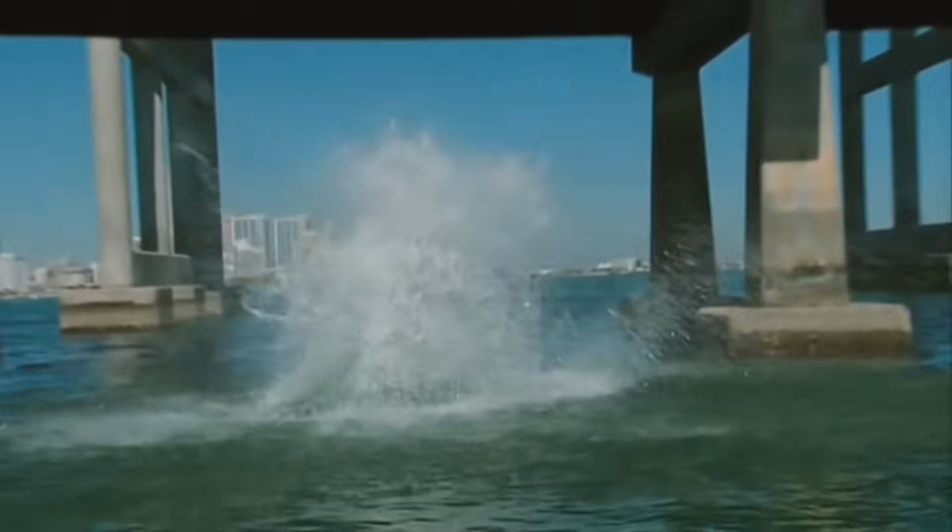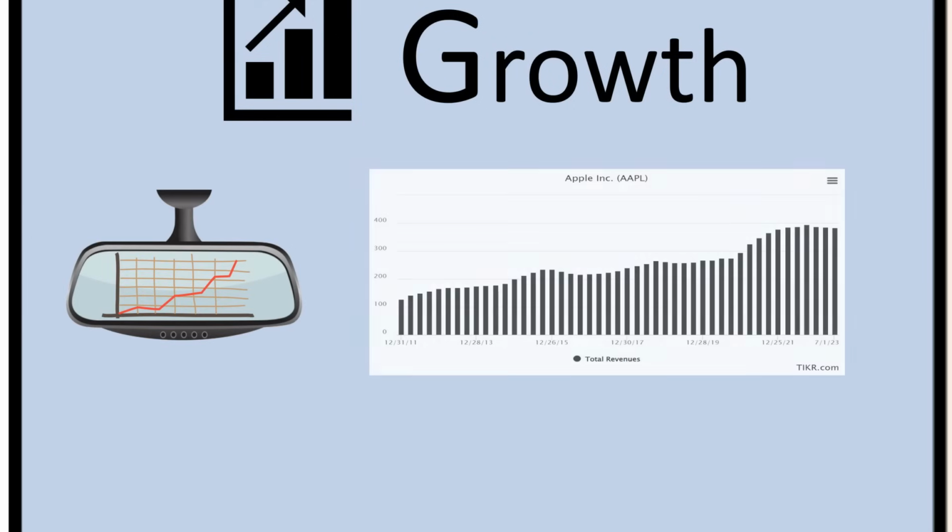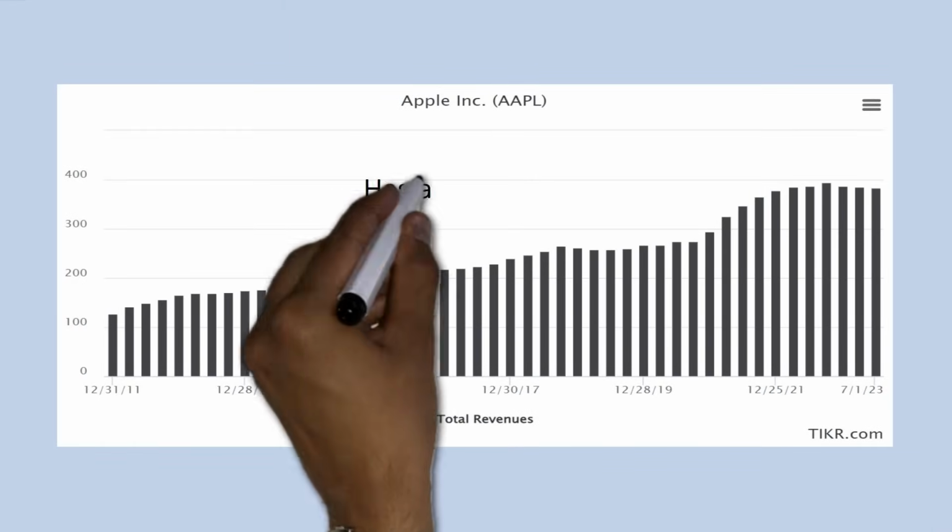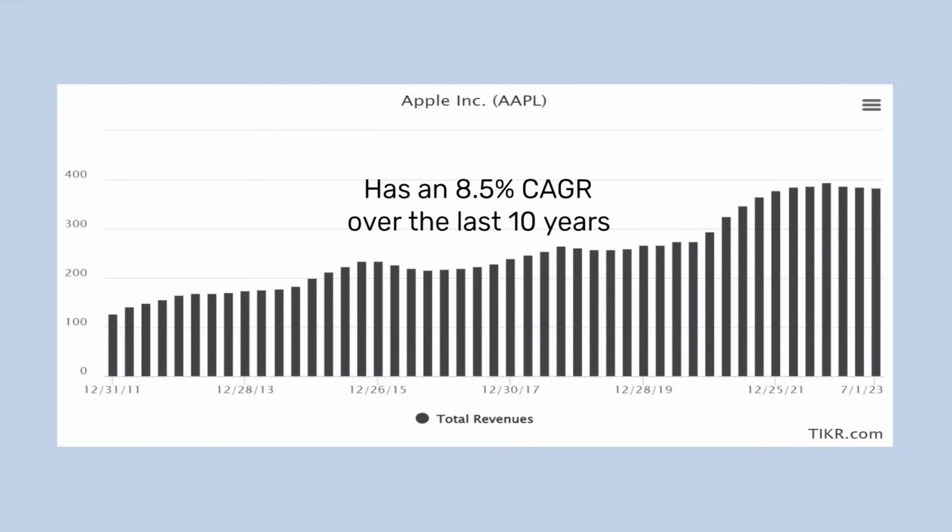It pulls you down. In the last 10 years, Apple has managed a compound annual growth rate, or CAGR, of 8.5%. We'll use this as a maximum limit for our projected future growth, as it's incredibly rare for a company of Apple's size to accelerate.